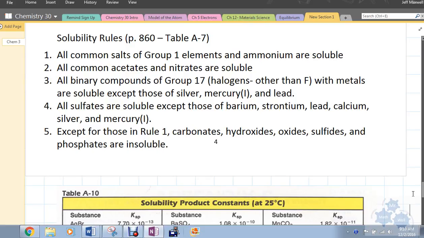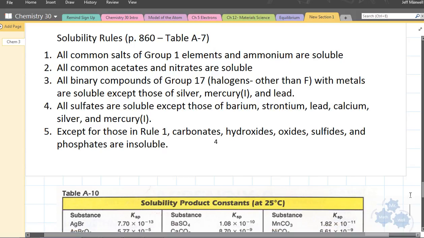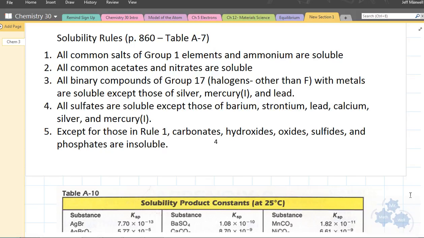So on page 860 of your textbook here, we're going to talk about solubility rules. We've talked about solubility and what that is, sort of the measure of how well something dissolves at a certain temperature. And the solubility rules are general guidelines to help you know, at room temperature, basically, in normal conditions, what should be soluble and what shouldn't be.